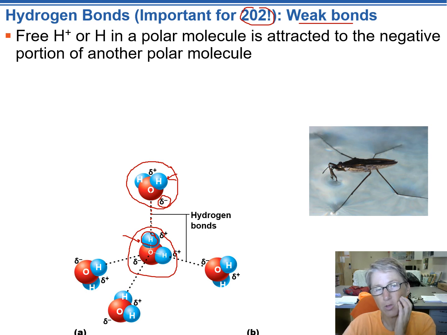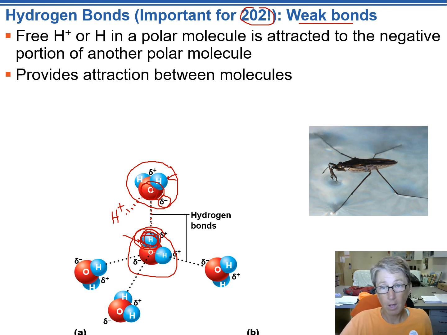So it says the definition, the free hydrogen ion. You could have a free hydrogen ion here. So what that means is you could just have a free hydrogen ion floating out here in space, and you could have a hydrogen bond between that free hydrogen ion and the electronegative oxygen. But you could have the free hydrogen ion or a hydrogen ion in a polar molecule, which is what this guy is right here. This is a hydrogen ion in a polar molecule. It's attracted to the negative portion, that's the oxygen, of another polar molecule. So usually you have hydrogen bonds between polar molecules.